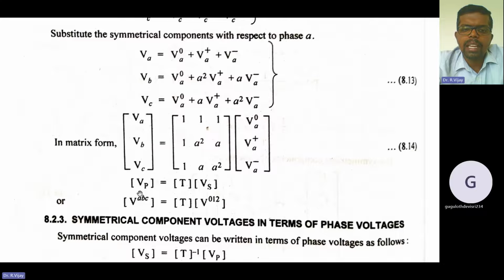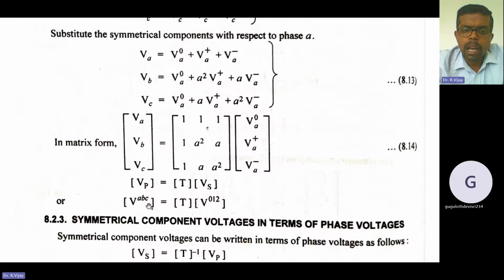This is the T. Here we are rewriting the phase components in terms of A, B, C: VA, VB, VC is equal to the T matrix into V of 0, 1, 2. 0, 1, 2 is nothing but the zero, positive, and negative sequence. So zero, positive, and negative sequence can be written as 0, 1, 2.